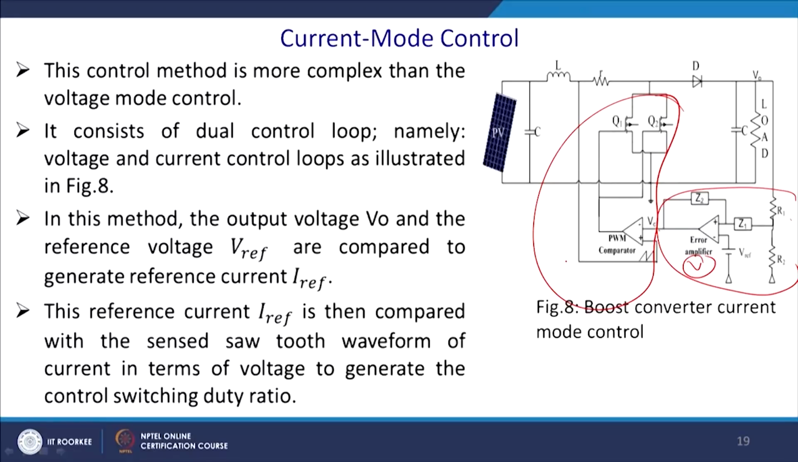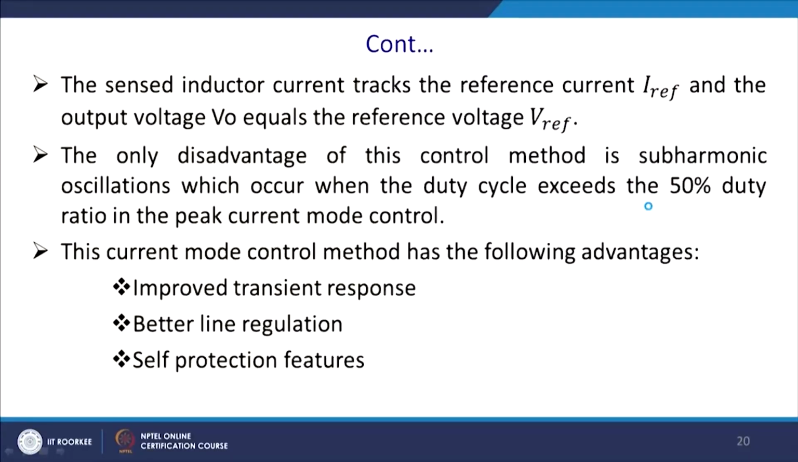In this method, the output voltage V0 and the reference voltage Vref are compared to generate the reference current Iref. The reference current Iref is then compared with the sensed sawtooth inductor current to generate the switching ratio. So, here since it will be peaky, this current is taken and it is compared with the actual reference. The sensed inductor current tracks the reference current Iref, and the output voltage V0 equals the V reference.